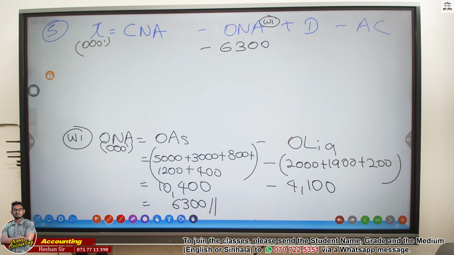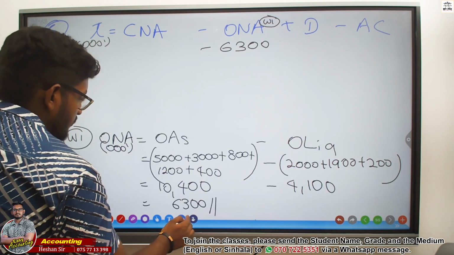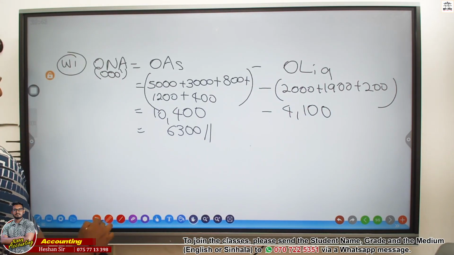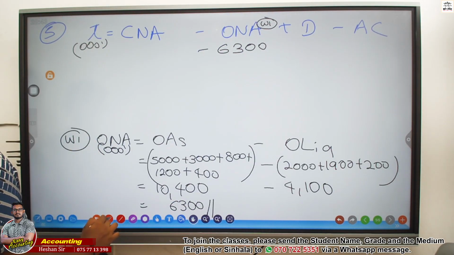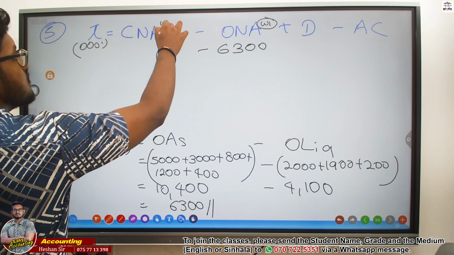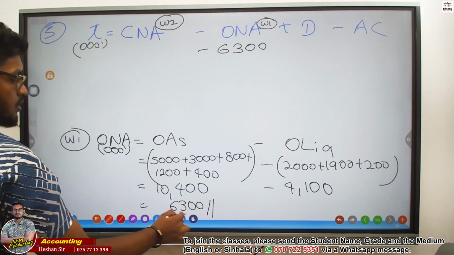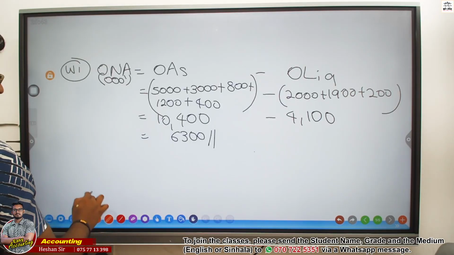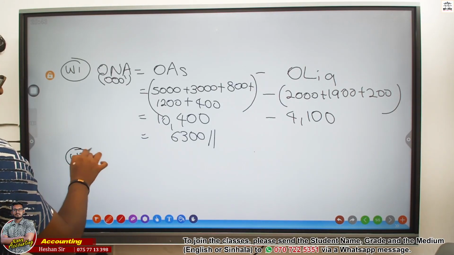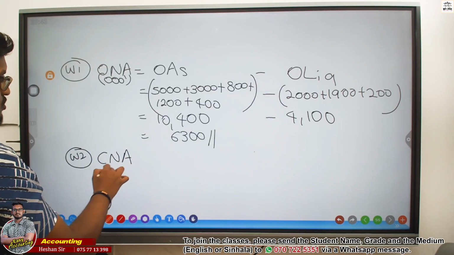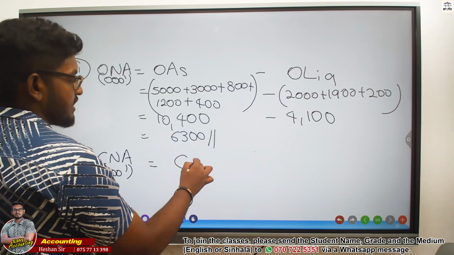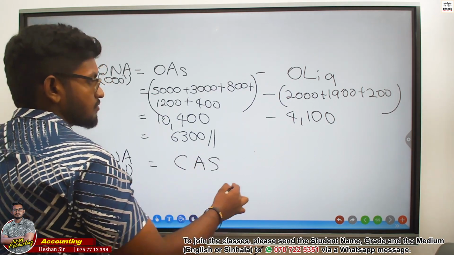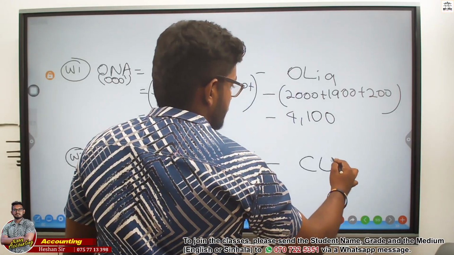Okay. Now the next one. When we are calculating the closing net assets, you have to be careful, right? Because there are adjustments to consider. Working number 2, closing net assets, also in thousands. How to calculate? Closing assets minus closing liabilities.